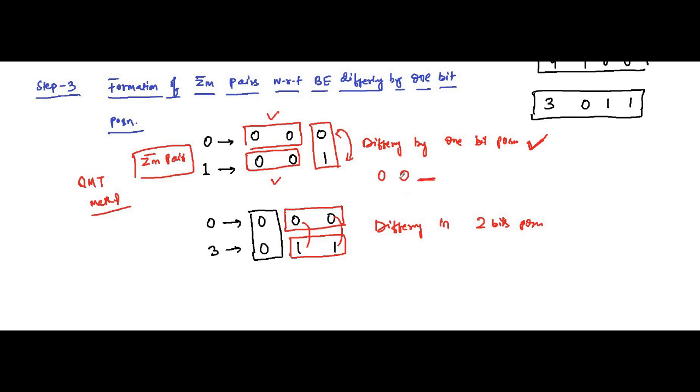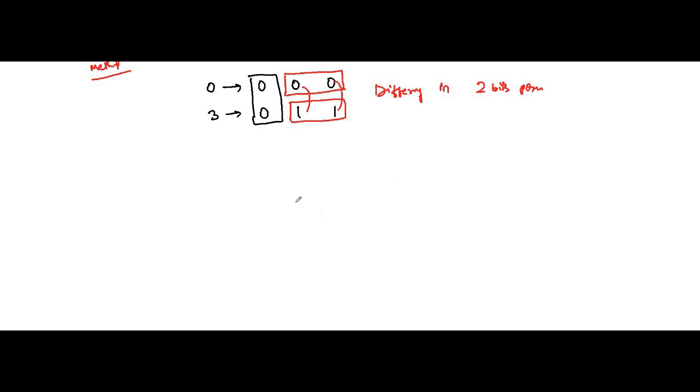Let us do a few more so that we are clear about what I am saying. Let us say we have these two binary equivalents, 1 1 0 and 1 1 1. Here also they are differing in only 1 bit position. Here it is 0, here it is 1. It is similar in these 2 positions, 1 1. So in the QMC method, to form a Minterm pair, we keep the similar bits as they are, and the position where it is differing, we replace with a blank space or dash.